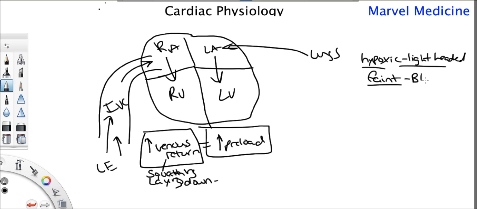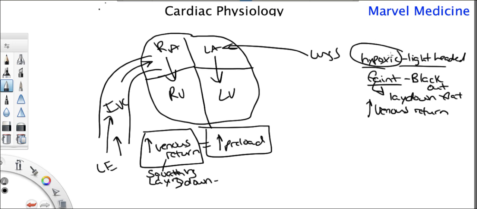You black out and you lay down flat, okay? When you faint and lay down flat, what's happening to your venous return? It's increasing. This is actually a mechanism that your body has to increase venous return. When it senses your brain is hypoxic and it's saying, hey, I'm not getting enough oxygen, you know what? Let's just black out, faint, and have this person lay down flat.